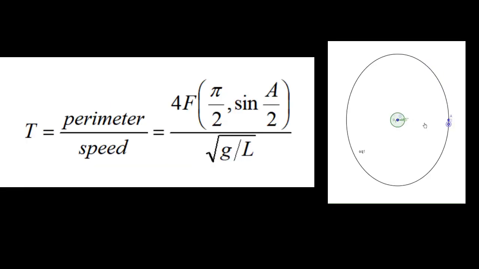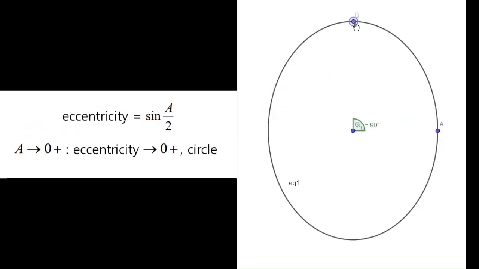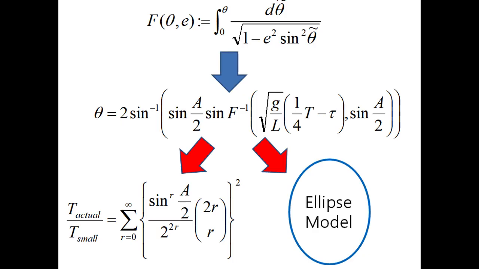Using this model, we find intuitively that the period is the perimeter of the ellipse divided by the linear speed of the point, which gives the same result as the original formula. When the amplitude is small, the ellipse turns to a circle, which is exactly the model we use to express simple harmonic motion.